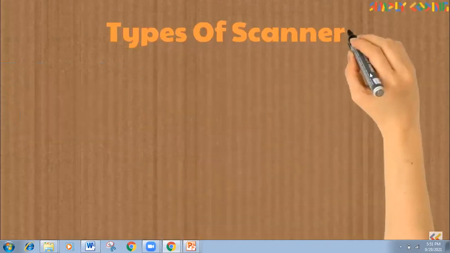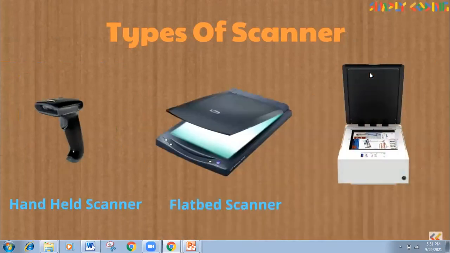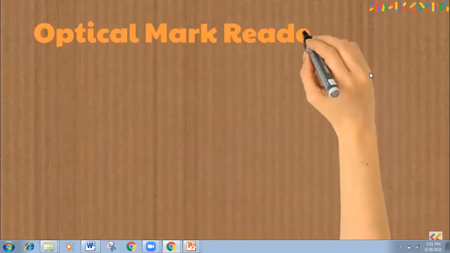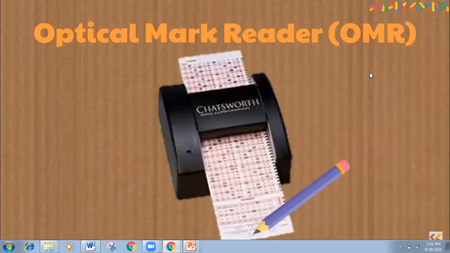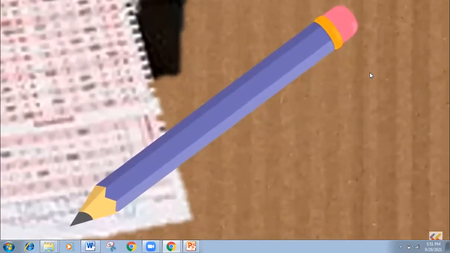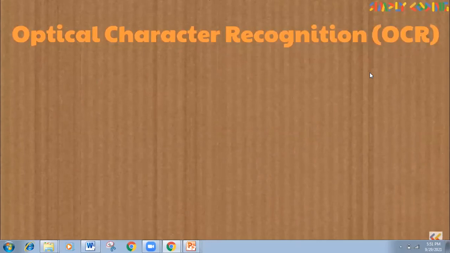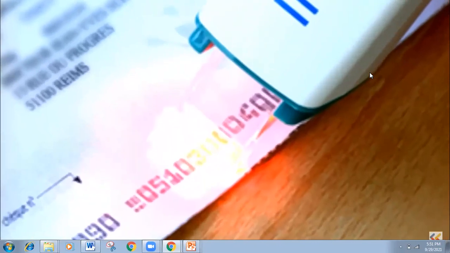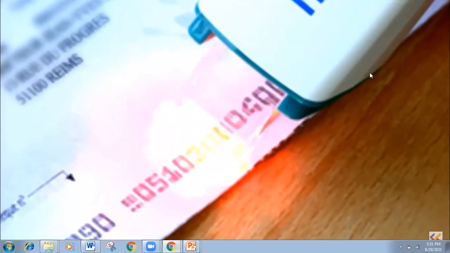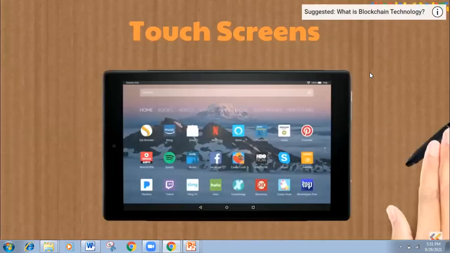Scanner comes in various sizes from small handheld scanner to flatbed scanner to fast drum scanner. There are some special scanners like OMR or optical mark reader which can recognize marks made by pen or pencil and are used to check answer sheets which have multiple choice questions. Many scanners also come with OCR or optical character recognition which can convert images or printed document to editable text on computer.